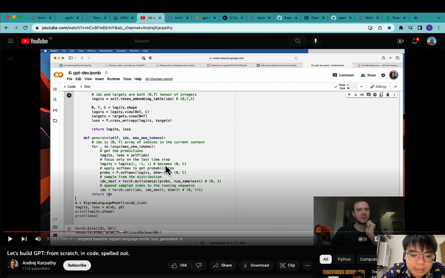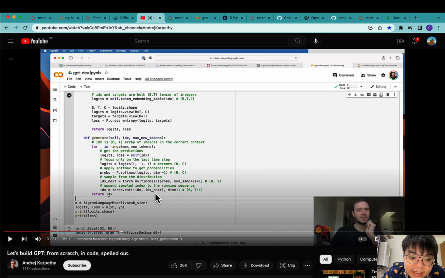Then we remove the block size. We focus on only the last time step. That makes sense. We want to get the probabilities for the last time step to generate the next one because it's a bigram model. Okay, and we apply the softmax to get the probability. So we softmax the logits to get the probabilities across each of the words. And using these probabilities, we sample one of these vocabularies by chance and we get the next word.